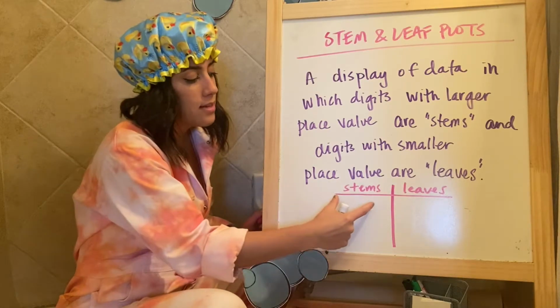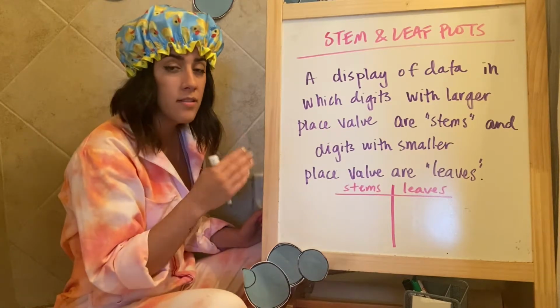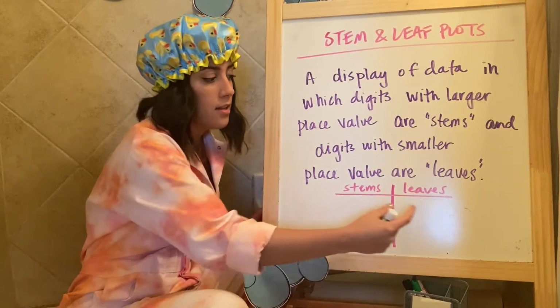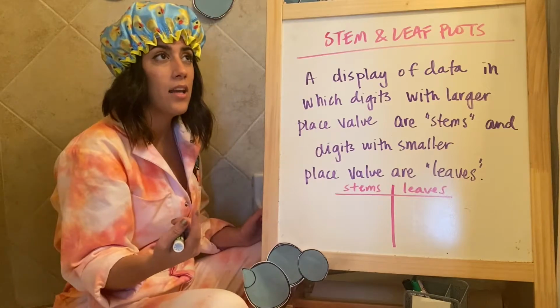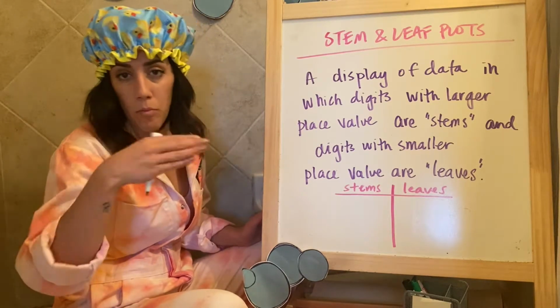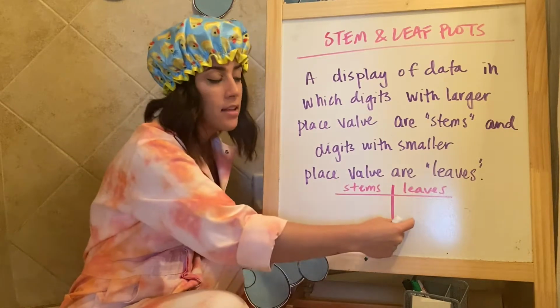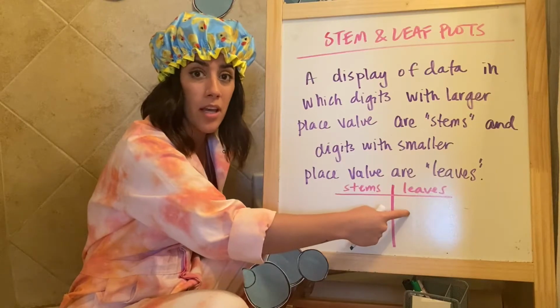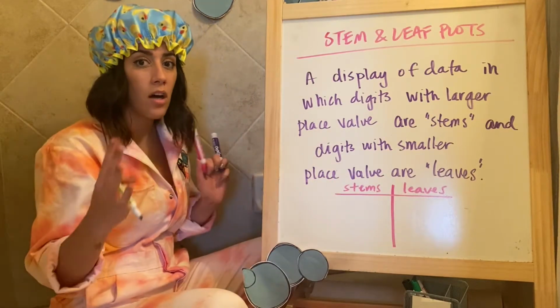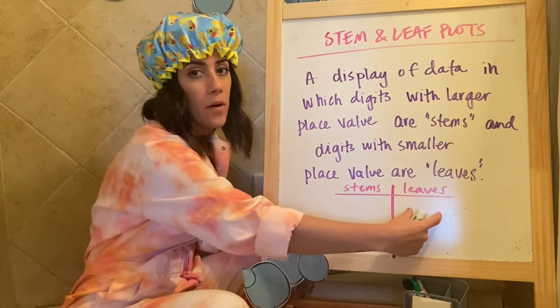What it's saying is the stems are going to take the bigger place value. So if you have tens and ones, the stems will be the tens, the leaves will be the ones. If you had ones and then decimal tenths, then the stems would be the whole number, the ones, and the leaves would be the decimal number, the tenths, right? So depending on which numbers you're dealing with, that is how it'll be categorized.